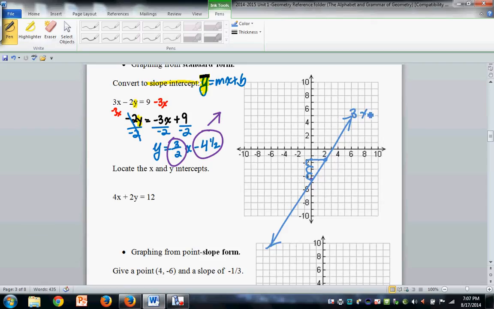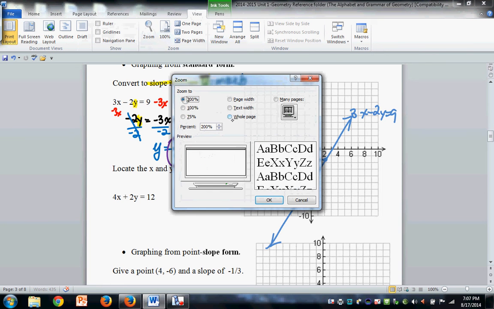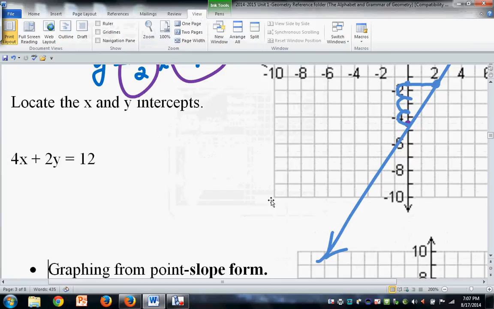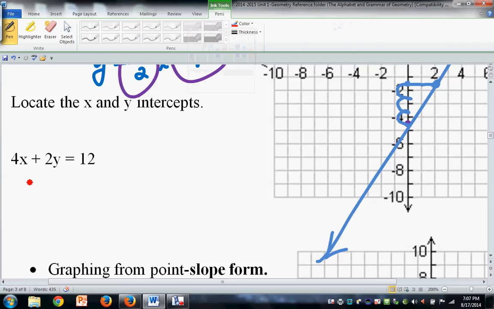That was 3x minus 2y equals 9. Another way is to do this using intercepts. You can use either method. And to use intercepts, you're going to start with what I call blinky eyes, owl eyes, or wally eyes.